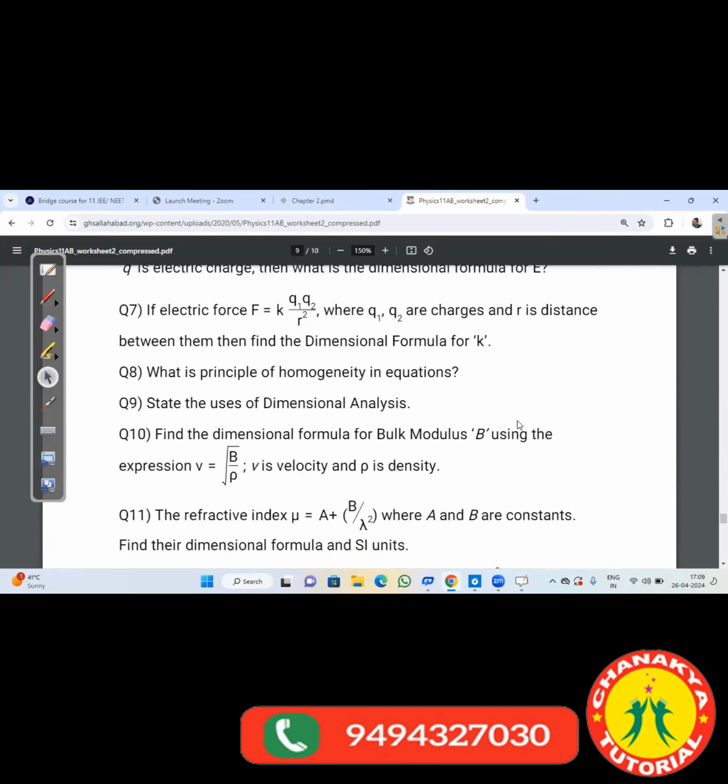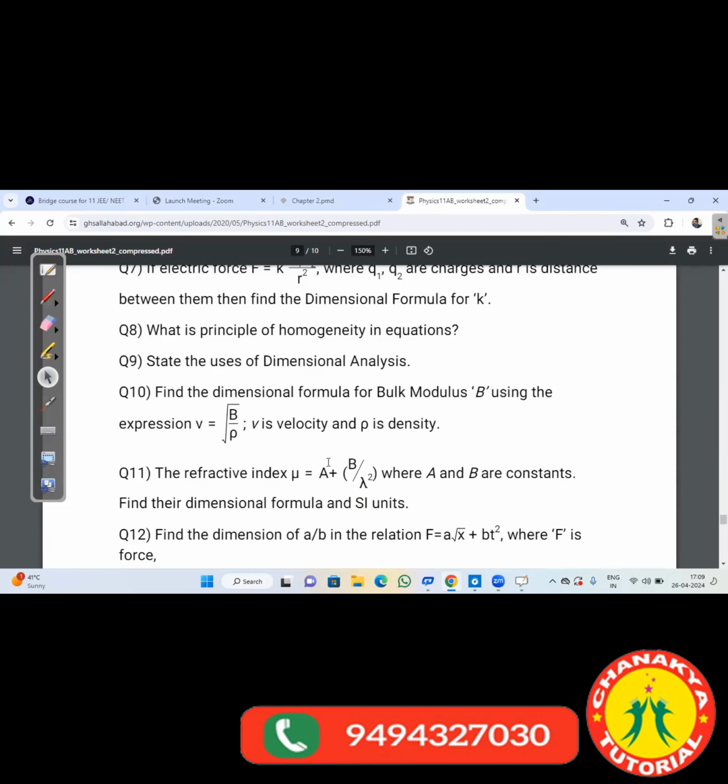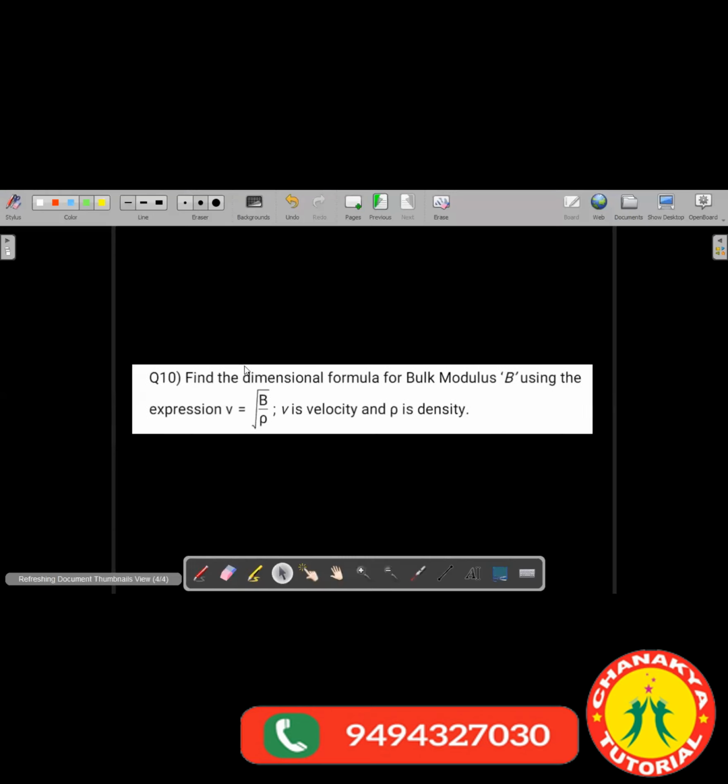Okay, see this one. Question number 10. Find the dimensional formula for bulk modulus B using the expression V equals under root B by rho, where V is the velocity and rho is the density. You have to find the dimensional formula of B. So for that, we just need to rearrange the terms. We get V squared equals B by rho, and hence V squared multiplied by rho will be equal to B. So can you tell me the dimensions of B?